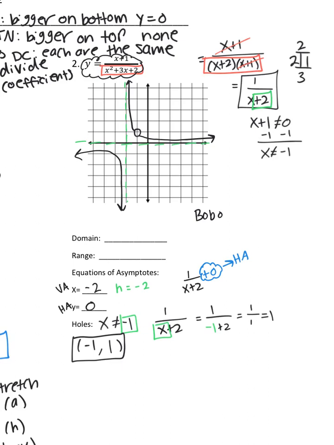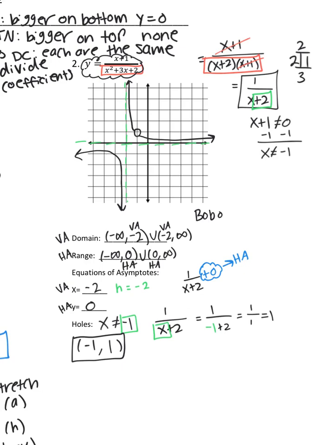Okay, so my domain, remember this is based on the vertical asymptote, and the range is based on the horizontal asymptote. So my domain goes from -infinity to my vertical asymptote, which is -2, union vertical asymptote to infinity. So this is vertical asymptote, vertical asymptote. The range goes from -infinity to your horizontal asymptote, union horizontal asymptote to infinity.